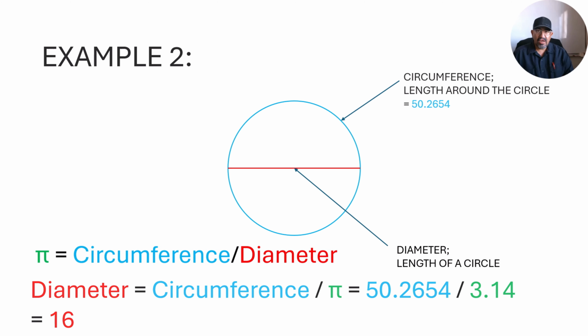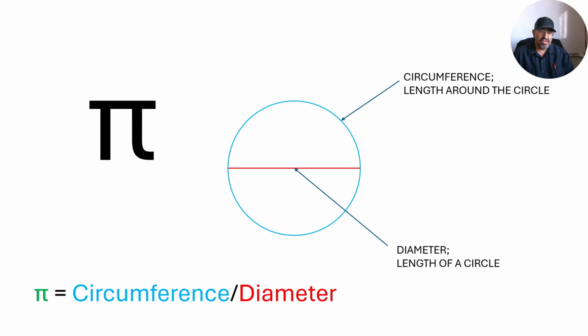So that's what pi is to me. Pi is the circumference divided by the diameter.